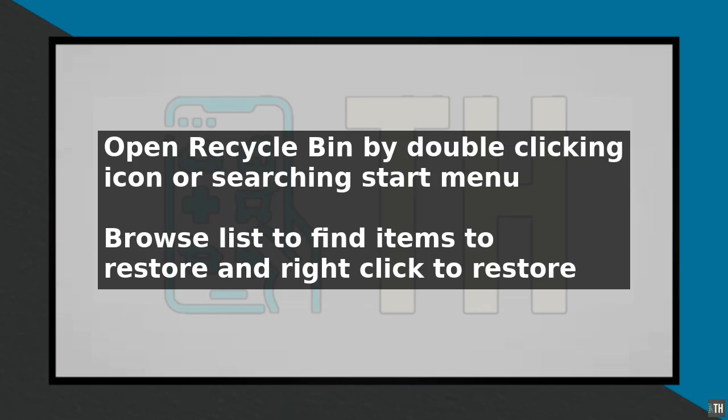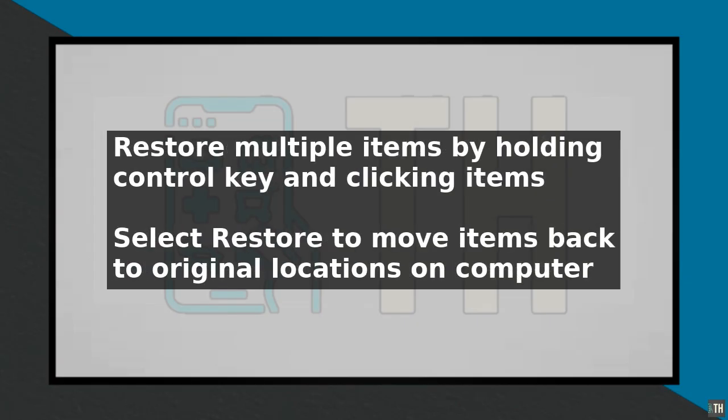It is also possible to restore all items in the recycle bin at once by clicking on the Manage tab in the recycle bin window and selecting Restore all items. However, be cautious when using this option as it will restore all items in the recycle bin, including those you may not want to restore.